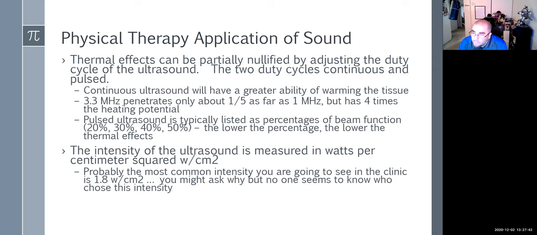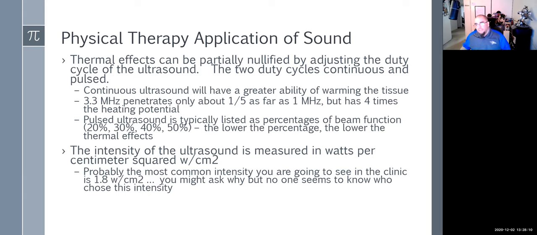And you might ask me, Mr. McKeever, why do we use 1.8 watts per centimeter squared? And I'm going to tell you, I have no idea. No one seems to know where this came from. We will teach you in modalities that there are specific intensities to use for specific conditions and specific areas of the body. But for some reason, someone in the clinic once said that 1.8 watts per centimeter squared is what we should use for ultrasound. And everyone just kind of stuck to it. And no one questioned, well, why is that?